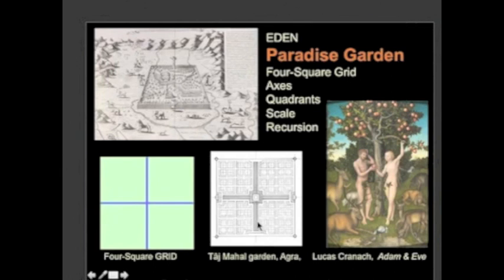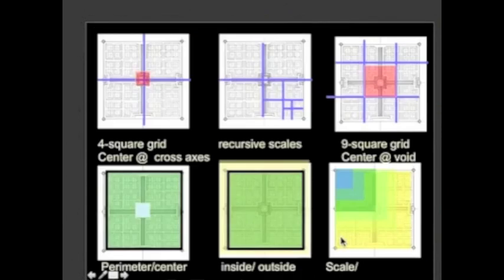So the reading of this thing oscillates between four-square grid and nine-square grid, or even sixteen-square grid. And you get all these interesting scaling relationships, recursive scales. Recursive means that the same thing is reiterated again and again in more densely nesting scales, and so forth. We get the nine-square grid with a center at the void. We get the four-square grid with a point at the void. We get the idea of the inside, the idea of the outside, and changing scale.